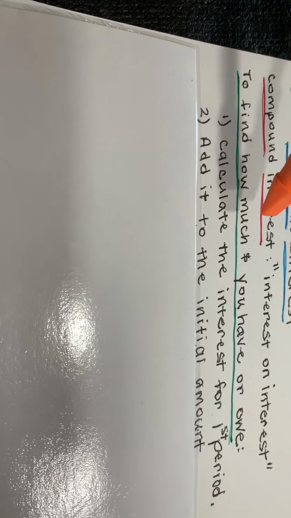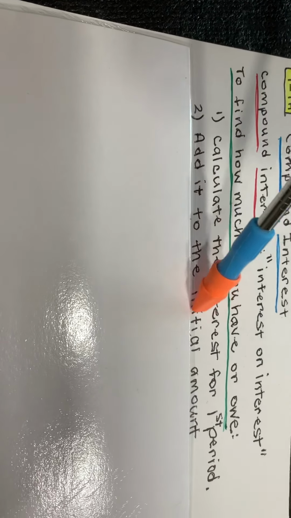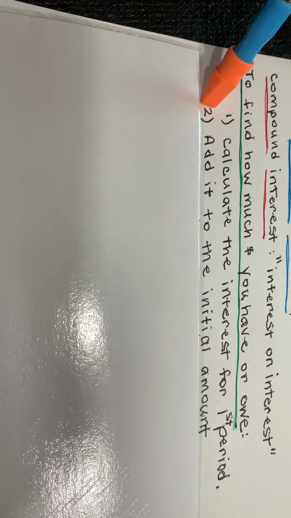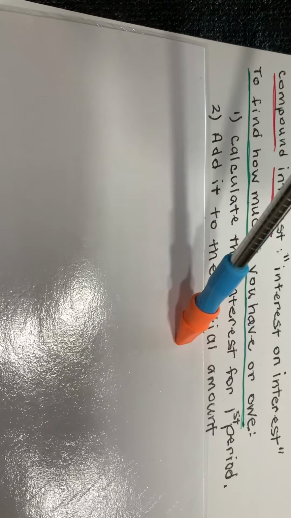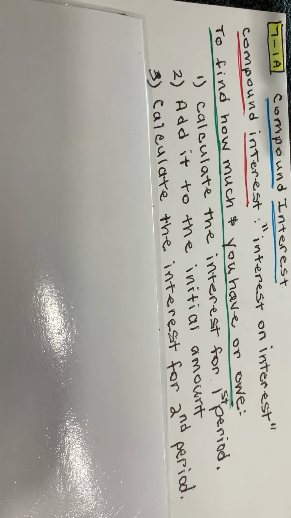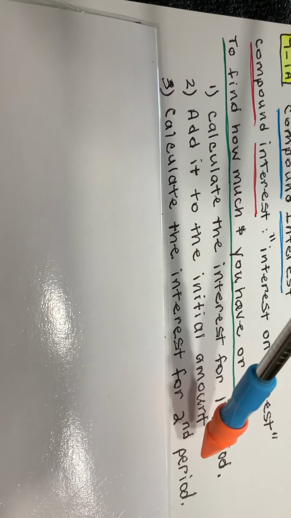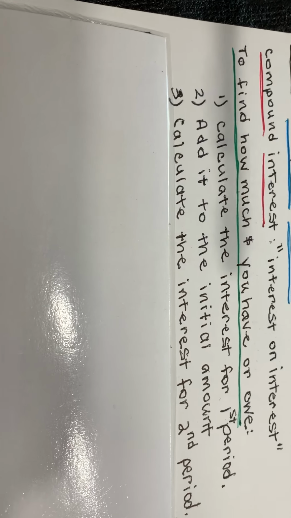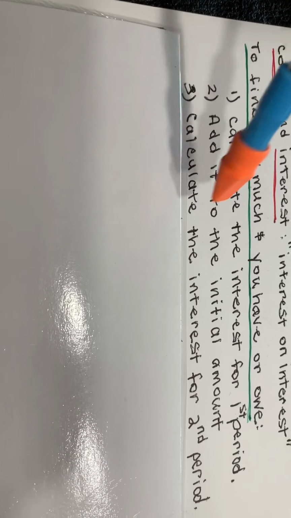Step 2 is after we figure out our interest for our first period, we add it to the initial amount of money that we have in our bank account. So I'll let you go ahead and write down step 2. Step 3, then we calculate the interest for our second period. And we continue on with these steps, and I'll show you an example in a minute, and it will help you better understand.